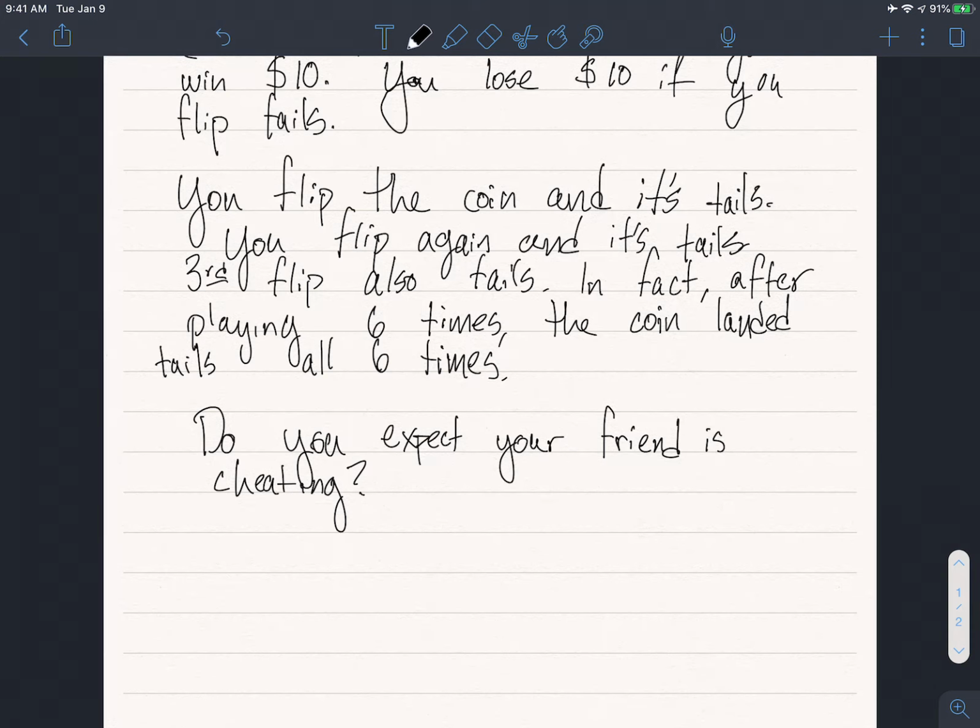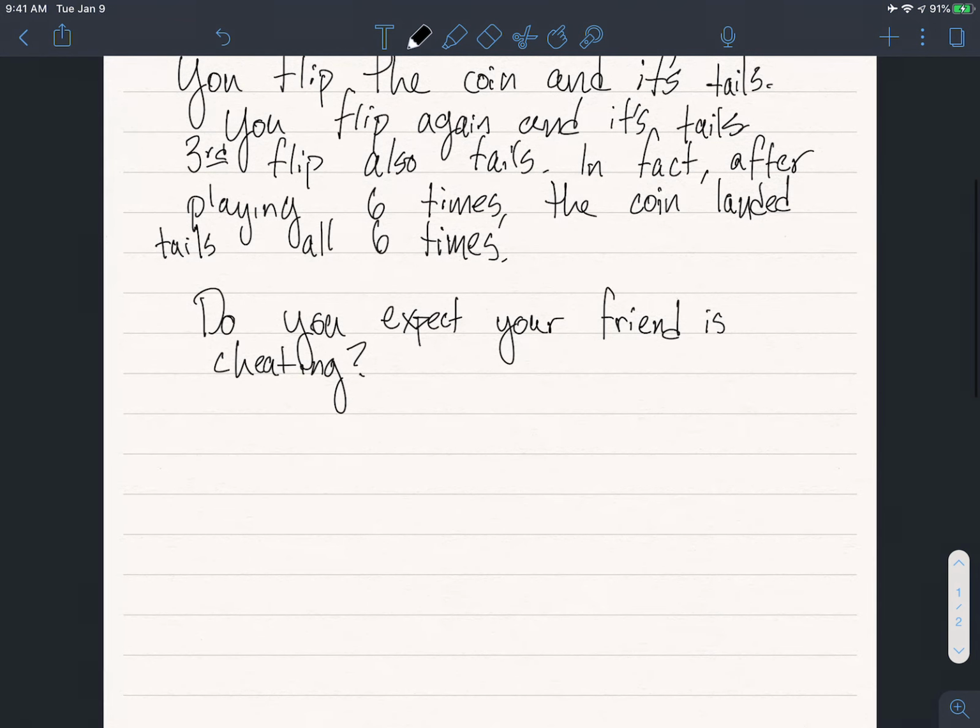You know, you play 6 times back to back to back to back to back, and it keeps coming up tails. You keep losing money. The question is, when do you expect your friend is cheating, and the tails are more likely to come up than heads? You know, maybe they're using a weighted coin or something. And let's not stop this at 6 times. When do you start to expect, okay, something's fishy here. Something's not right. This isn't normal for this coin to come up tails this many times in a row, or this percentage of the time.